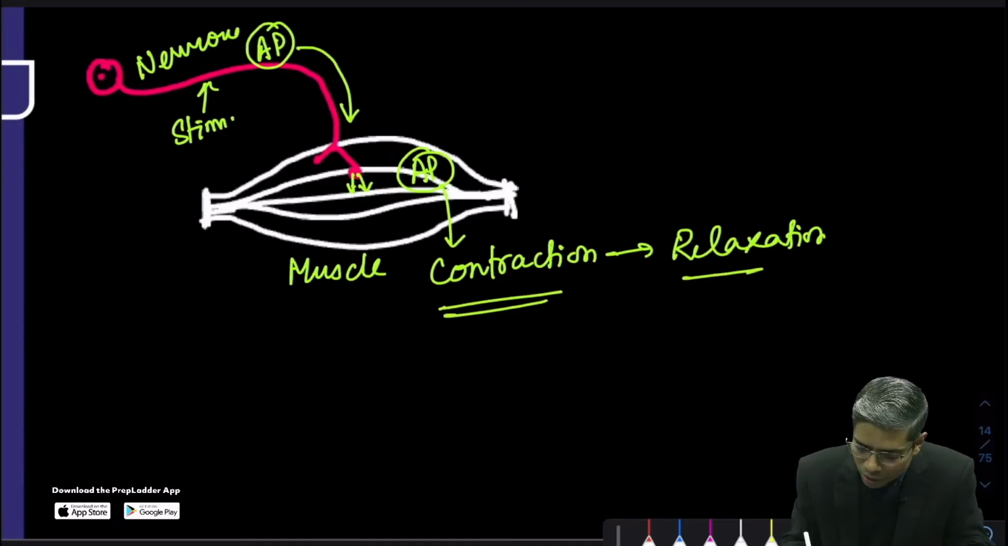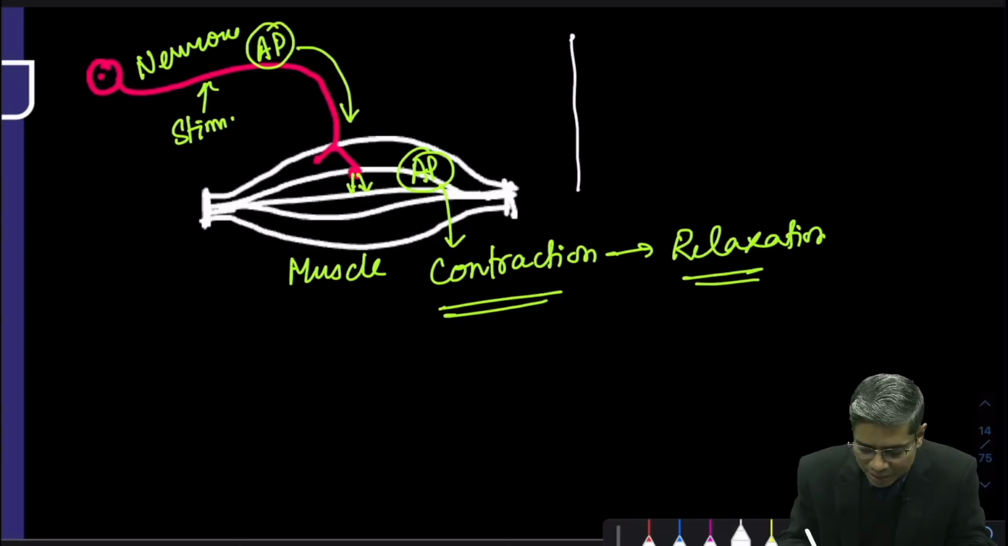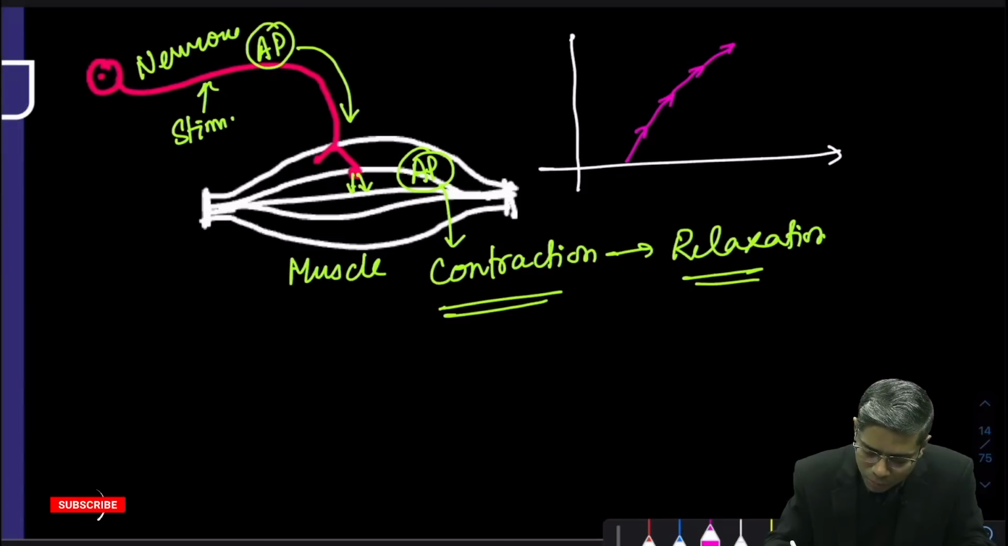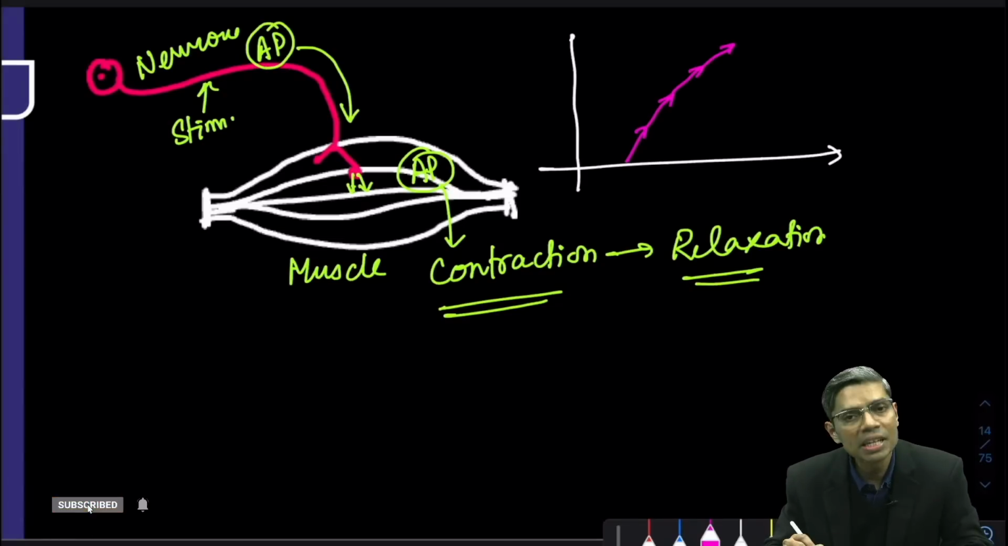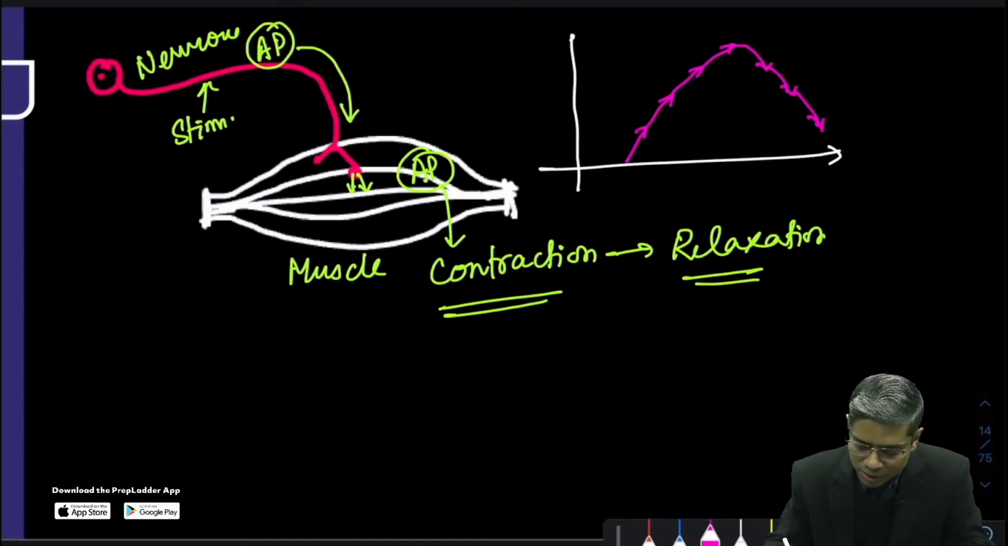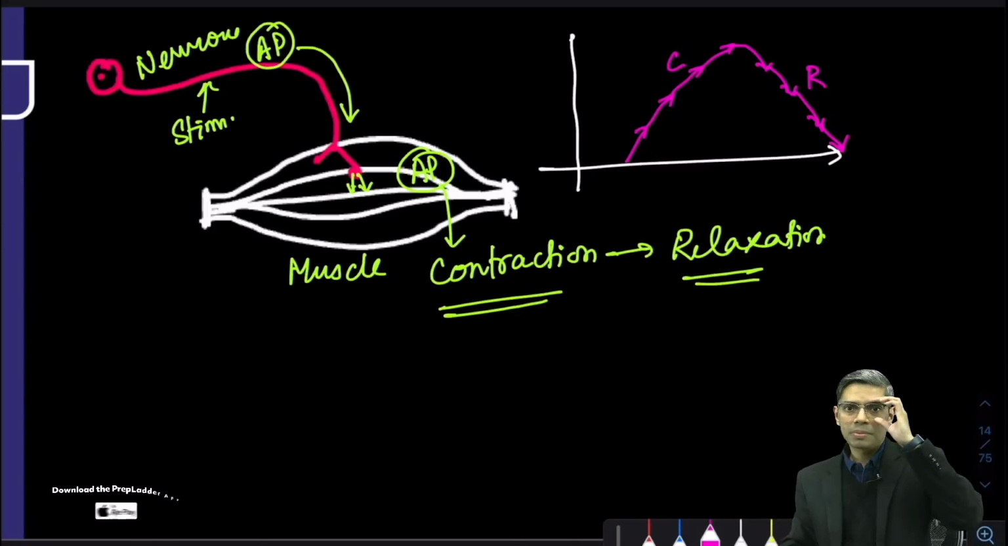If I record this contraction and relaxation of the muscle, then graphically it will look like this: there is a phase of contraction where the force generated by the muscle is rising. This pink curve is the tension, or the force, generated by the muscle. That is the phase of contraction, and then there will be a phase of relaxation where tension is decreasing.